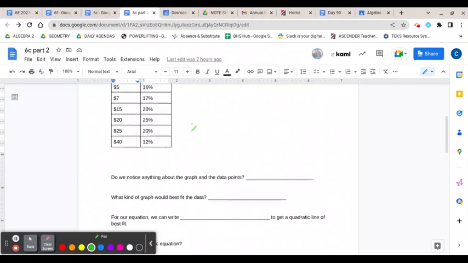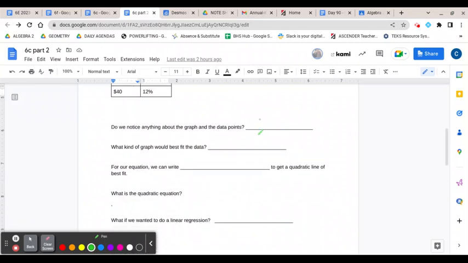Okay, so here, did we notice anything about the graph and the data points? Okay, not a good fit, because the shapes are not the same. The shapes are not the same. Our data points went up and down, and our line of best fit was something kind of like that. Well, that doesn't work. Okay, so the best graph that fits the data was a quadratic.